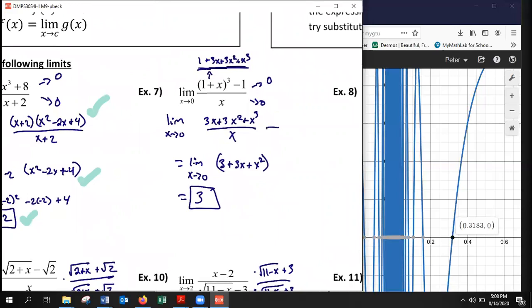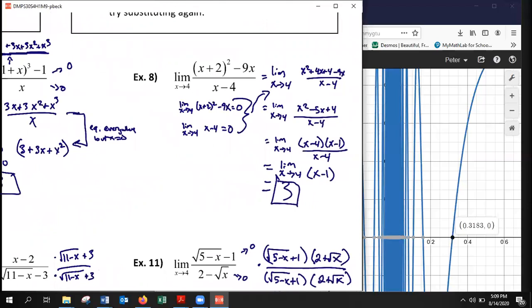Now, once again, this limit cannot be found immediately, but if we replace it with a function that is equivalent everywhere except for one point, and that is equivalent everywhere but x equals 0, now we can establish the limit from that equivalent function to get 3.